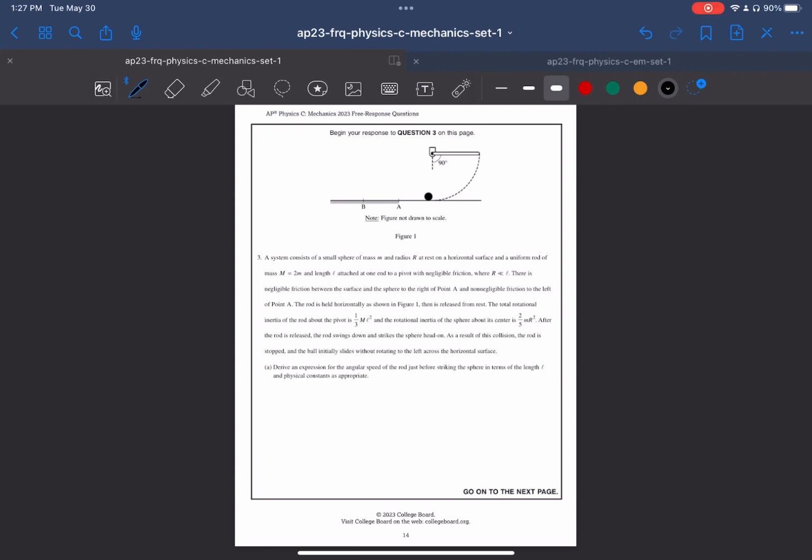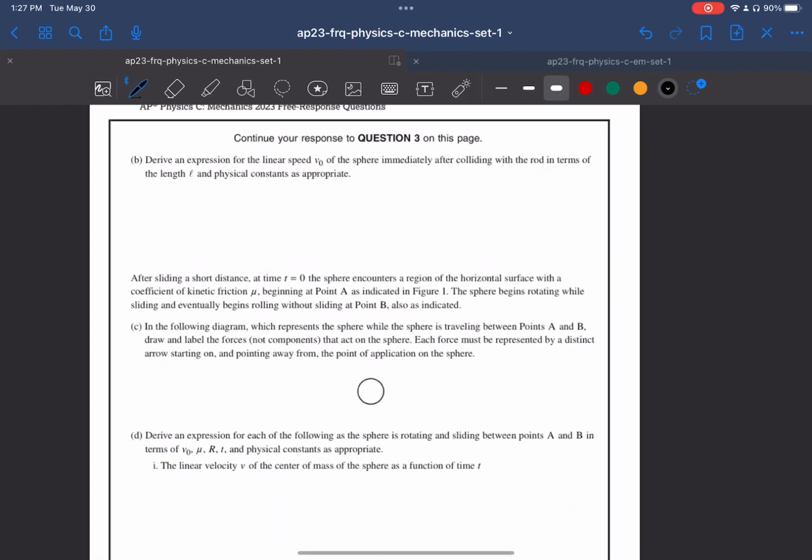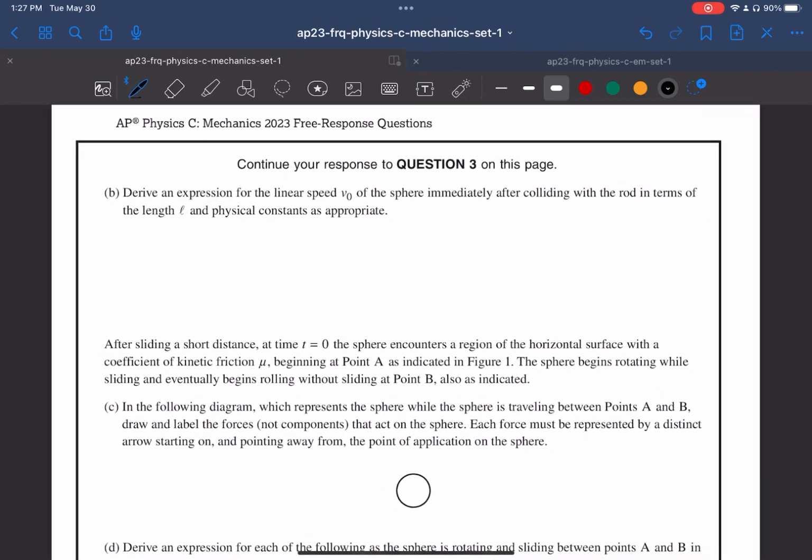Okay, so now we are going to read question 3B itself. B. Derive an expression for the linear speed v0 of the sphere immediately after colliding with the rod in terms of the length L and physical constants as appropriate.